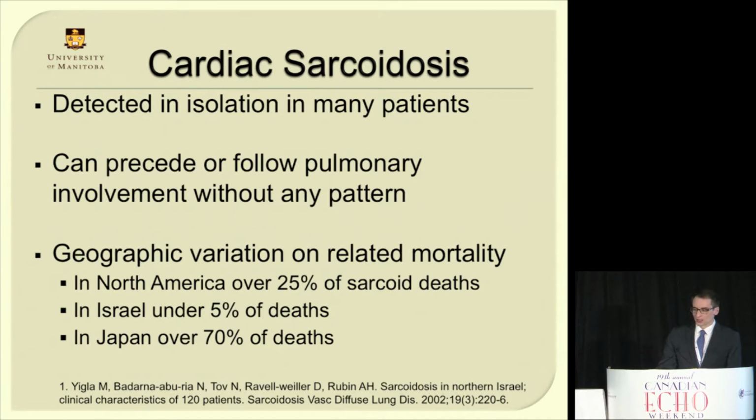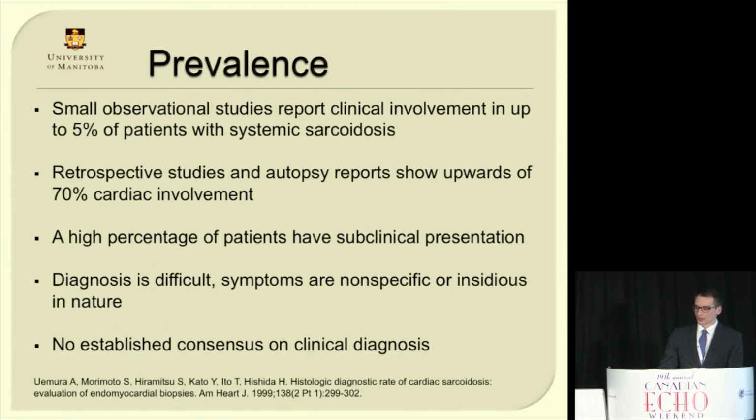In systemic sarcoidosis, geographic variation appears to vary with relation to mortality. In North America, it's reported as many as 1 in 4 patients. It appears less so in Israel, as it's considered to be less than 5% of deaths related to systemic sarcoid. And in Japan, it's thought to be as much as 70%. So small observational studies do report clinical involvement in up to 5% of patients with systemic sarcoid, though retrospective studies and autopsy reports show as much as 70% cardiac involvement in systemic sarcoid.